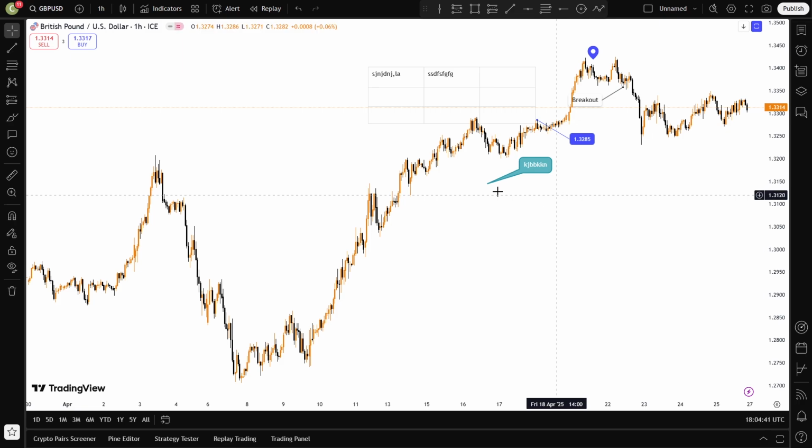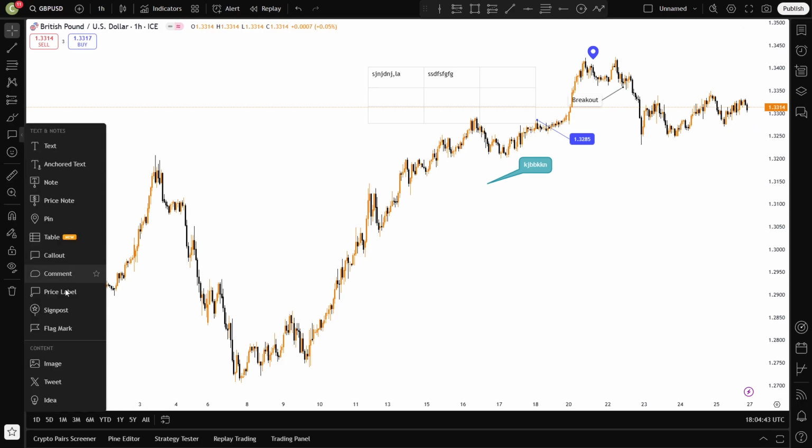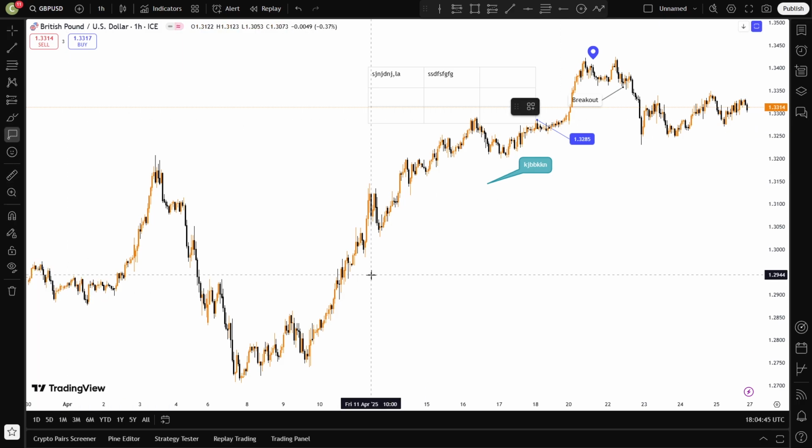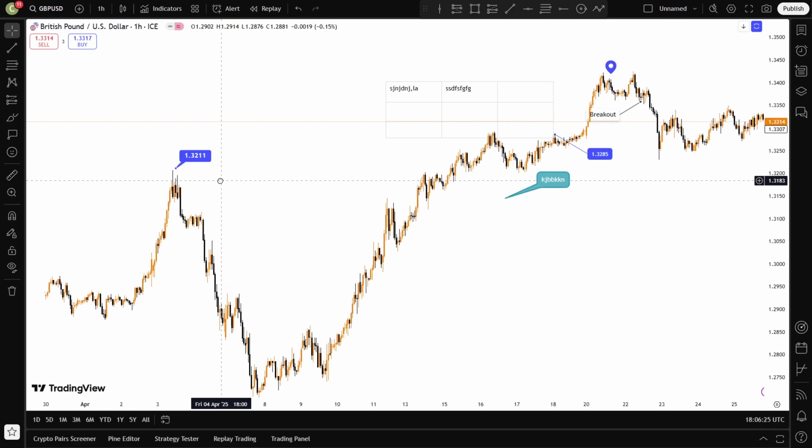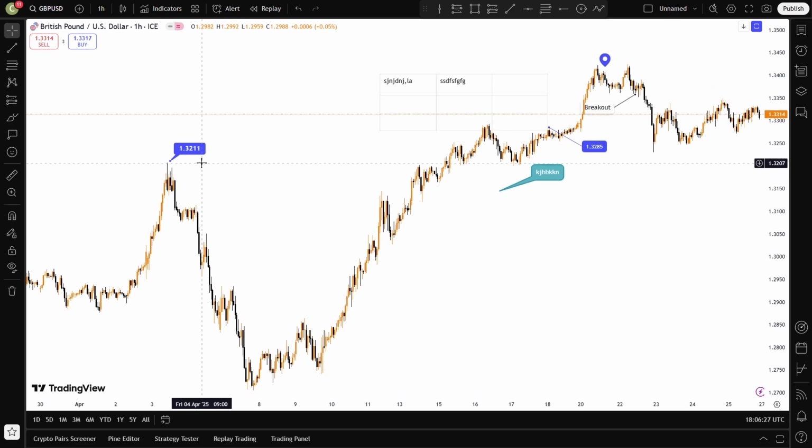Now the next one after the call out is the price label. So the price label in TradingView is used to mark a specific price level clearly on a chart. It is used to highlight important prices like entries, targets, stops, or key supports or resistance. So for example, if I want to mark this area, I'll just have to click on the screen, and then I have my price attached to my label.